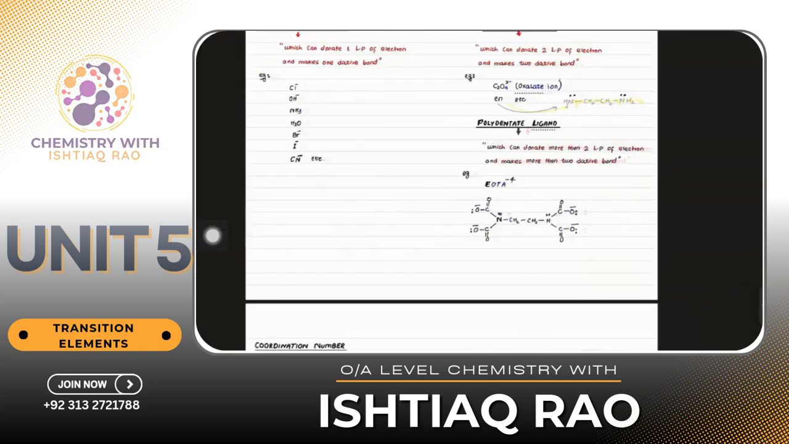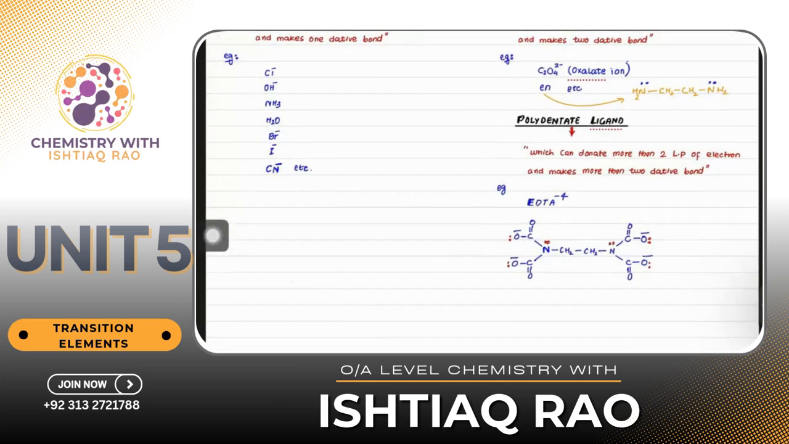So we have three types of ligand on the basis of the availability of lone pairs of electrons. And we have two types of ligand on the basis of charge. Number one is the negative ligand, and another one is the neutral ligand. Afterwards, we have the coordination number.